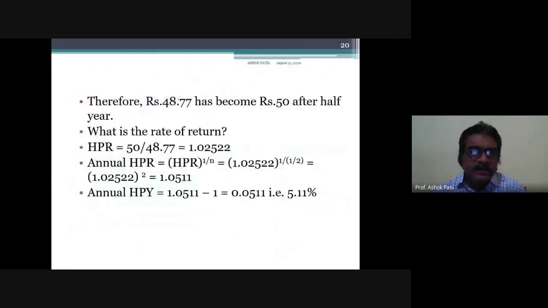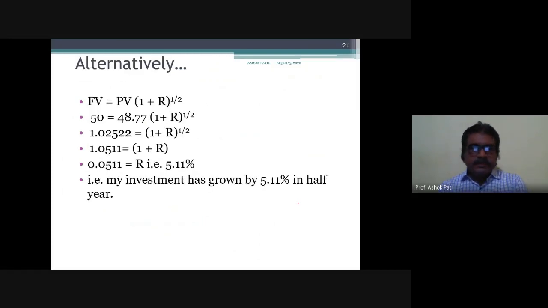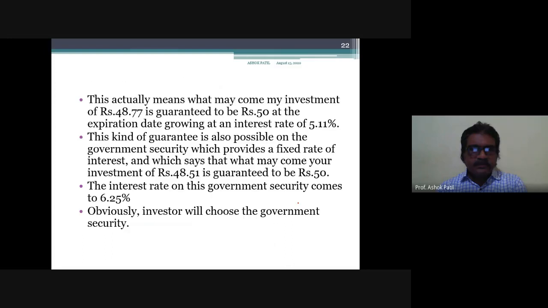Now here the further calculation, which you can see, is that 48.77 has become 50, and I'm assuming this to be half year. So you can use the earlier SAPM learnings. You can see that holding period return is this, and if I calculate annual HPR, that will be 1.02, and the annual HPY is 5.11. So this return is known to you in advance that if all the assumptions are true, my return is going to be 5.11%. Okay, so now you can see all this is available. So I think this is not an issue.